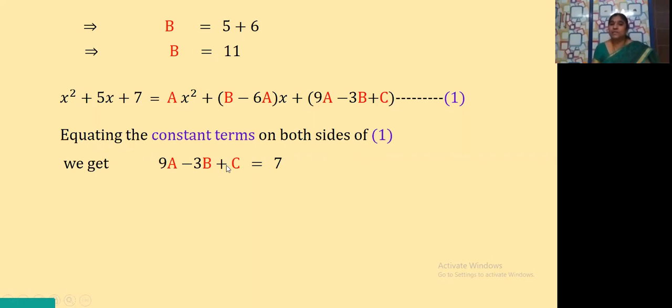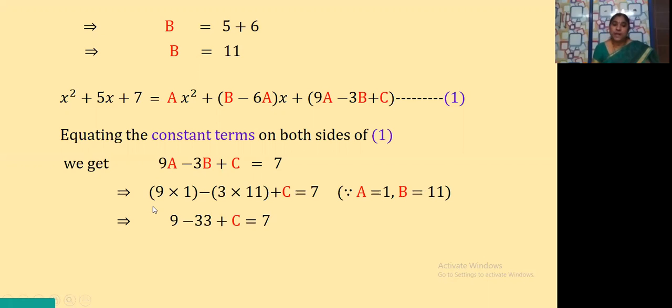So 9A minus 3B plus C, and on the other side we have 7. Now in this equation we know the values of A and B, so let us substitute them. 9 into 1 minus 3 into 11 plus C is equal to 7, since A is equal to 1 and B is equal to 11. Let us simplify this one, children. 9 into 1 is 9. Minus 3 into 11 is 33, plus C is equal to 7.